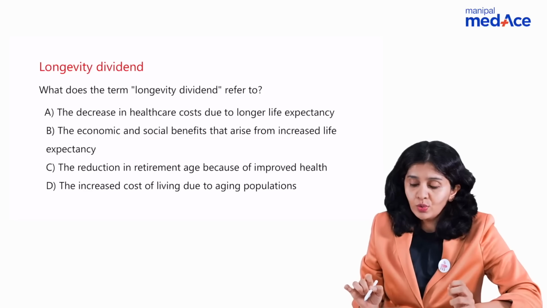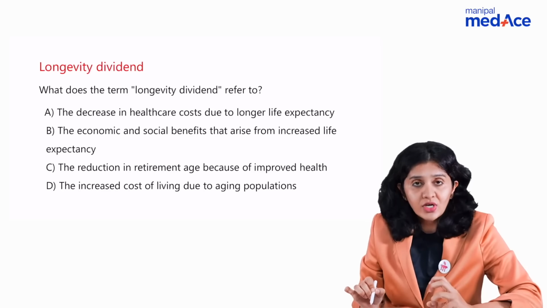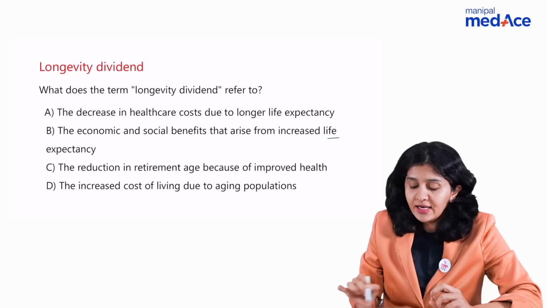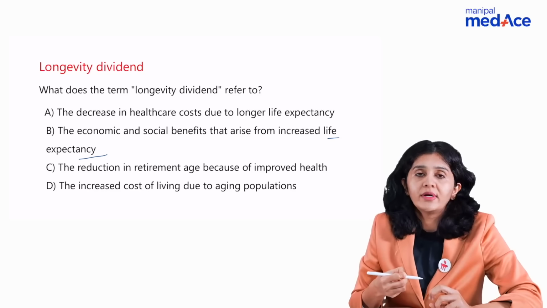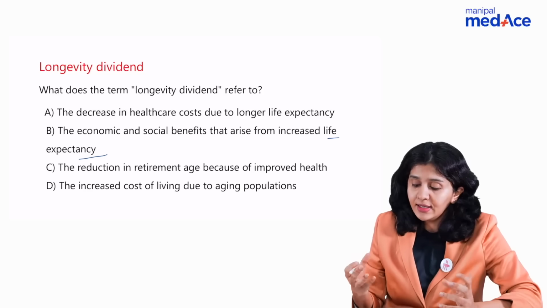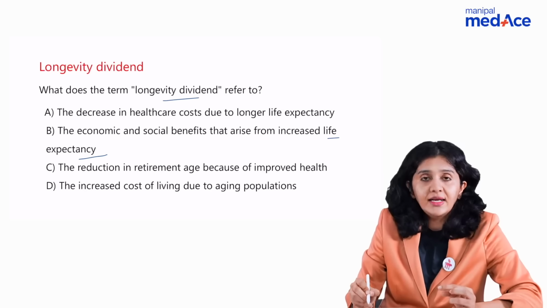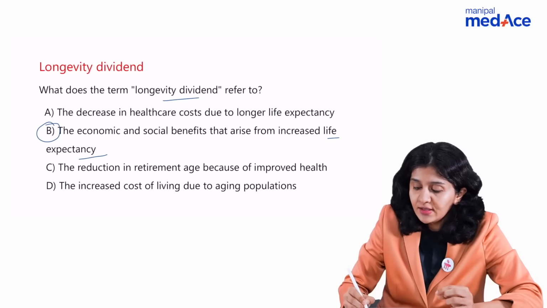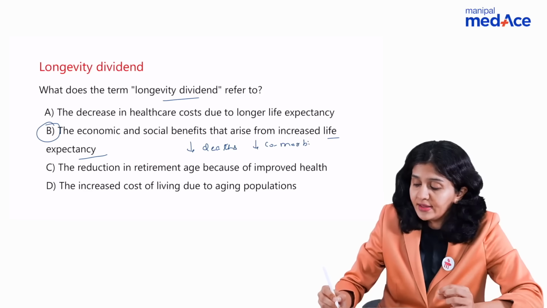All you need to know is what is longevity dividend. It is the economic and social benefits which are gained because of increased life expectancy, because of decrease in the number of deaths, because of decrease in the number of comorbidities, right? Because of increase in healthcare in the country, we are having economic and social benefits. That is what is longevity dividend. All right, because of decrease in the number of deaths and also decrease in the number of comorbidities because of increased availability of healthcare.